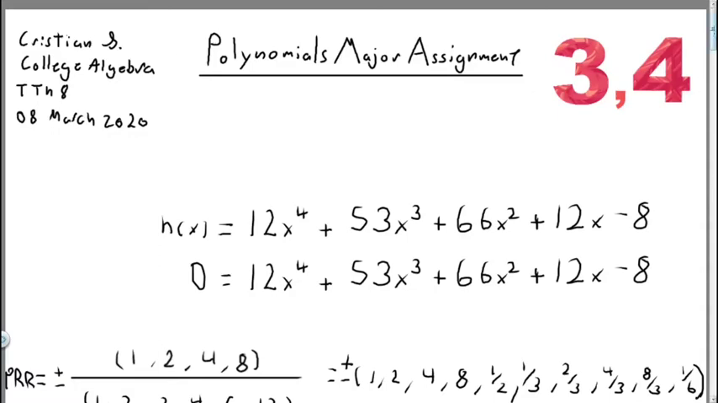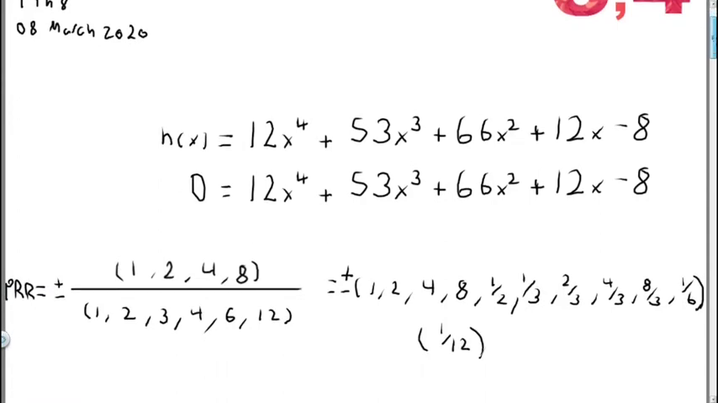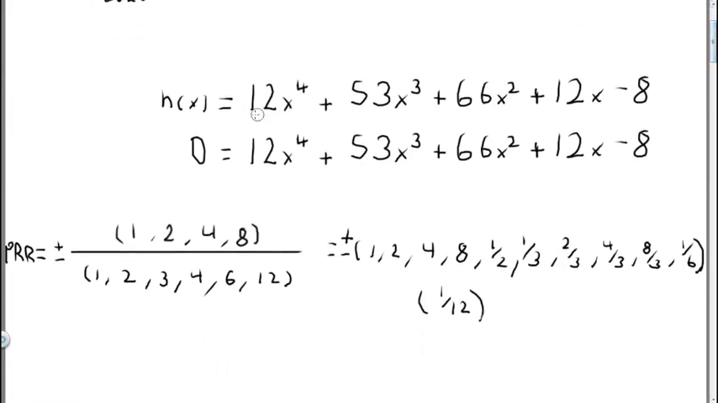So here I have recorded the equation h of x, which is 12x to the fourth plus 53x to the third plus 66x squared plus 12x minus 8. I need to find the roots, so here I started with the possible rational roots equation.